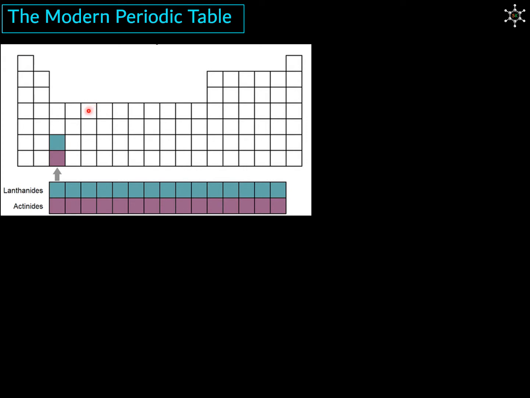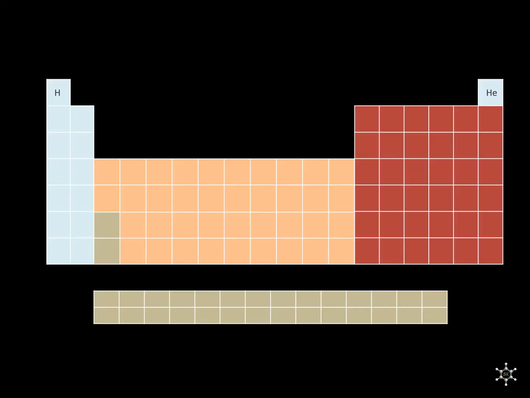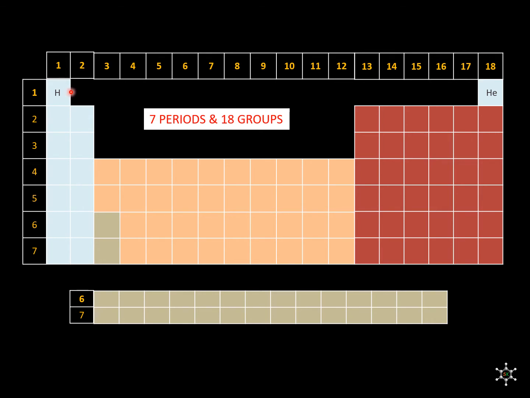This is the skeleton picture of the modern periodic table. We can see here there are 18 groups and 7 periods. The two rows we have written over here are color coded and represented here. If we incorporate all these elements here itself, then this is how the long form of the periodic table looks like. In the modern periodic table, there are 7 horizontal rows called periods and 18 vertical columns called groups.